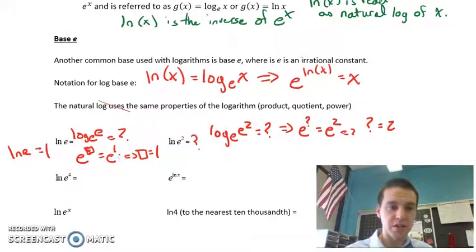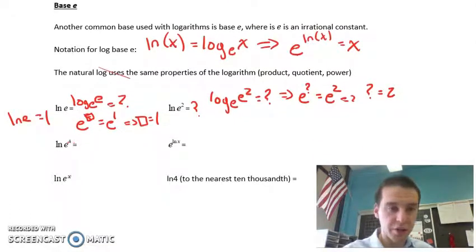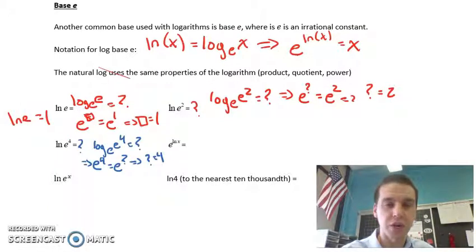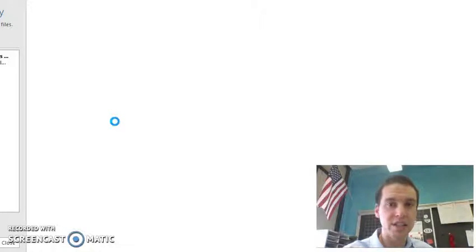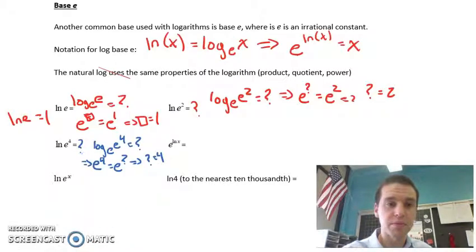Let's try one more. Why don't you guys try this one? Pause it and try that one. Hopefully you got that the question mark was supposed to be 4, so that ln of e to the 4th equals 4. So now let's look at the scenario here of these three problems.